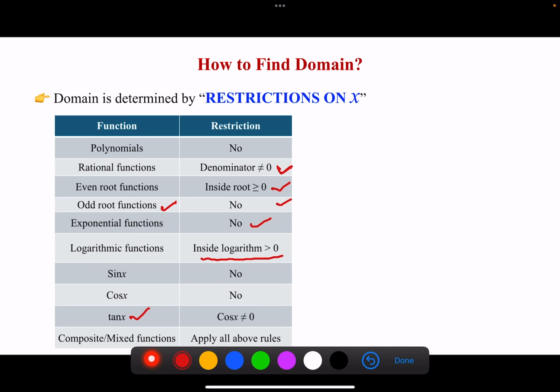For composite or mixed functions, we can apply all the above rules that we have defined for polynomials, rational functions, even root functions, odd root functions, exponential functions, log function, and trigonometric functions. So based on this, we can evaluate the domain for mixed functions also. Let me discuss some examples of how to find domain.